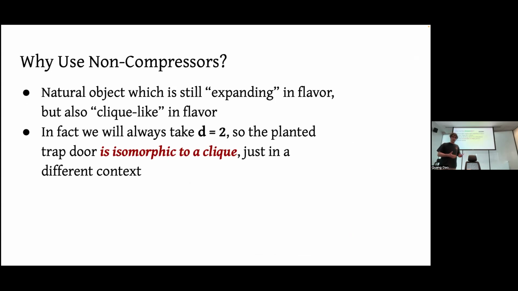Now, why do we want to think about non-compressors? It turns out that these are a natural object, which are still somewhat expanding in flavor. Just intuitively, we're already kind of close to expansion by getting non-compression. But at the same time, this planted trapdoor is so compressing that it's clique-like. In fact, we're always going to take the right degree to be 2. So if we think of each of those right vertices as just representing an edge over its neighbors, then the trapdoor is precisely isomorphic to a clique. I'll give a little bit more details on this later. Any questions so far?